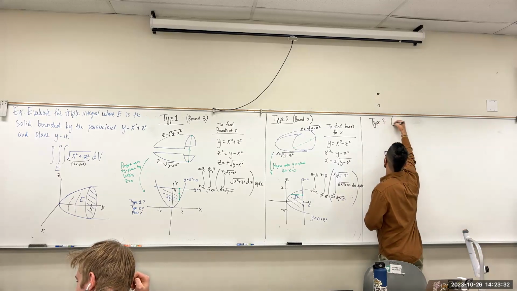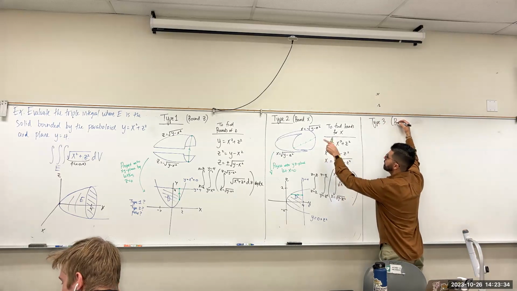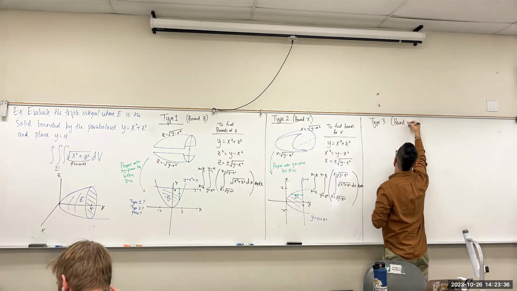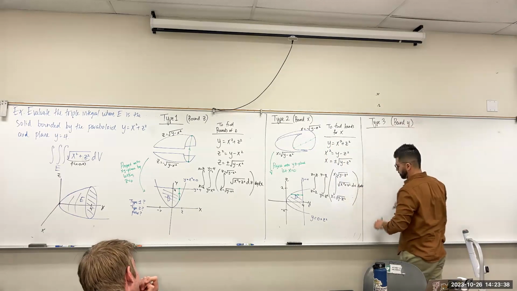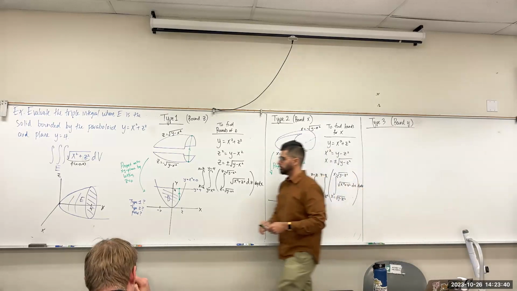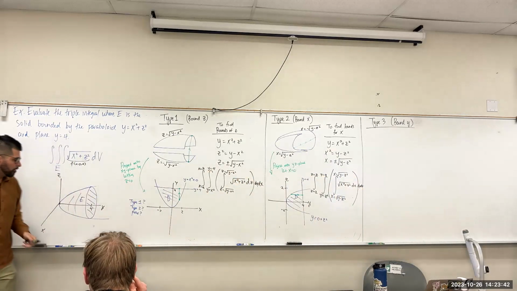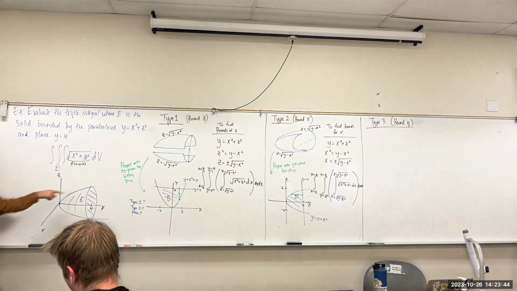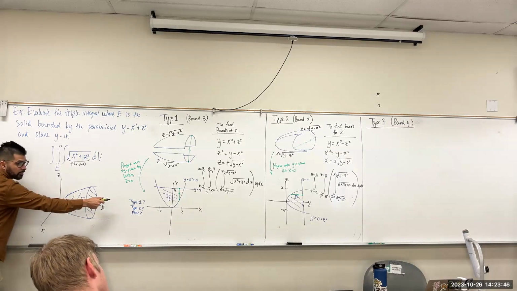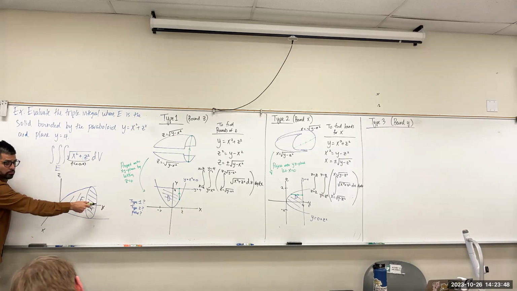Let's see. This one's going to bound, we're down to z, x. It's going to bound y. Let's see what happens when we do that. Okay. Now I go back to my solid. I'm bounding y. I'm going to go like this. I'm poking the solid in this direction.